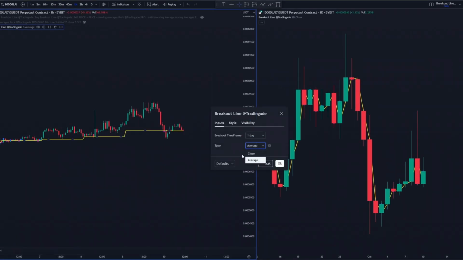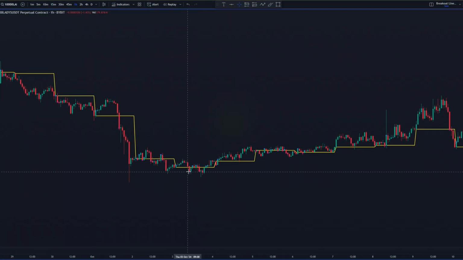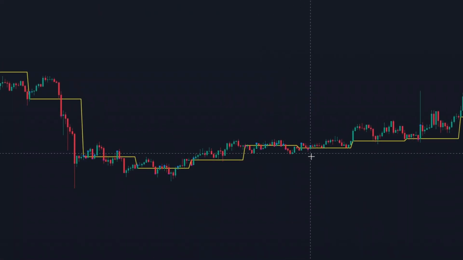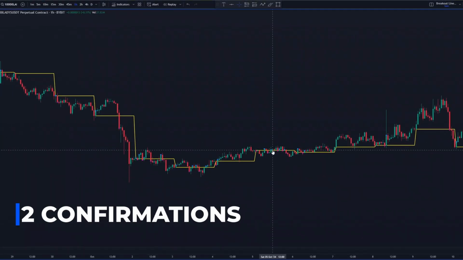For today's strategy, we will only use the close level. Our indicator is optimized to generate buy and sell signals. As you can see, we have blue points and purple points. There are manifold signals, as you can see, but we will try to reduce the majority of them using 2 confirmations. We will talk about it later.